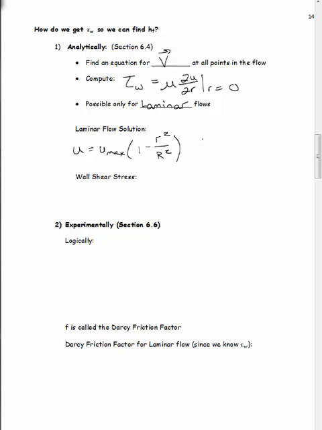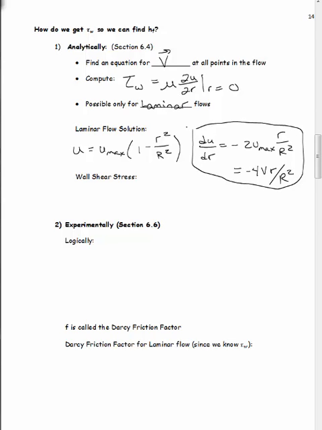Okay, so if we take the derivative of this, du dr equals minus 2 u max times r over big R squared. And if we don't want to use u max, if we want to use v average, remember v average was u max over 2. So we can say minus 4v, because u max was 2v, times r over big R squared. Okay, so that is our du dr.